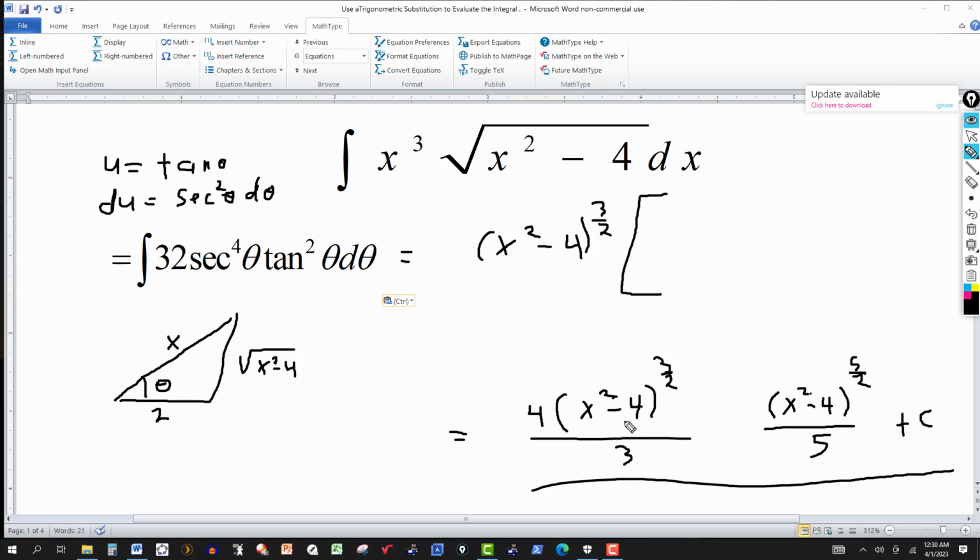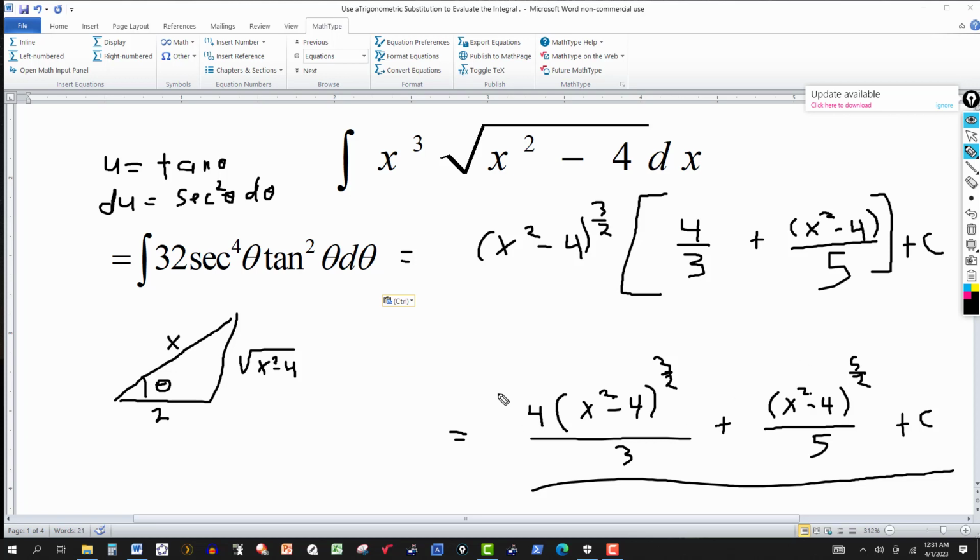So I'm taking this out, x squared minus 4 to the 3/2, so that's just going to leave me with a 4 there over 3. And then this is a plus here. Then if I take out an x squared minus 4 to the 3/2 power, the second term there would leave me with x squared minus 4 to the 1 power. This times this will give me this, and this is over 5. And of course I have the constant of integration.